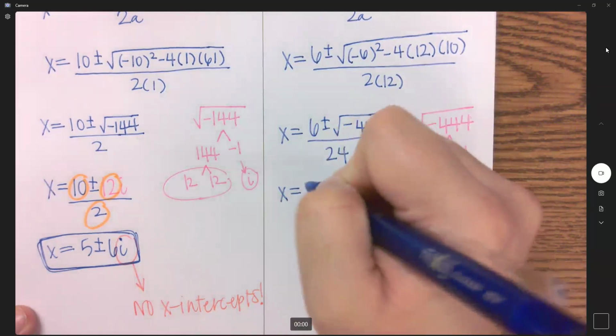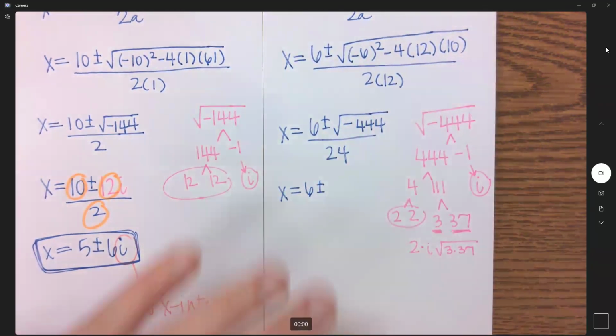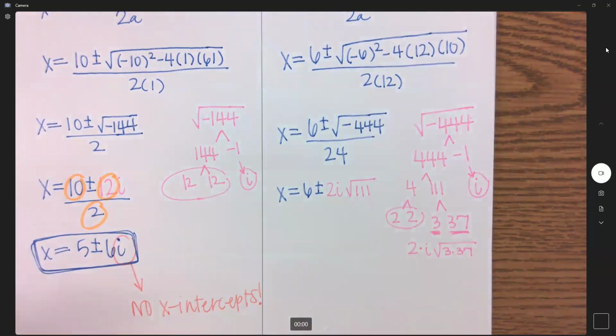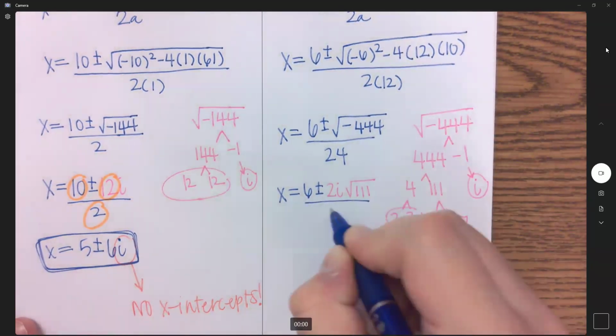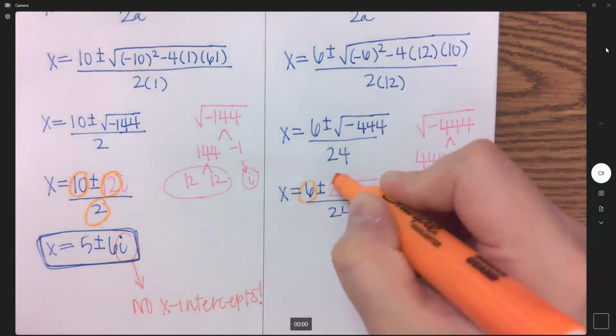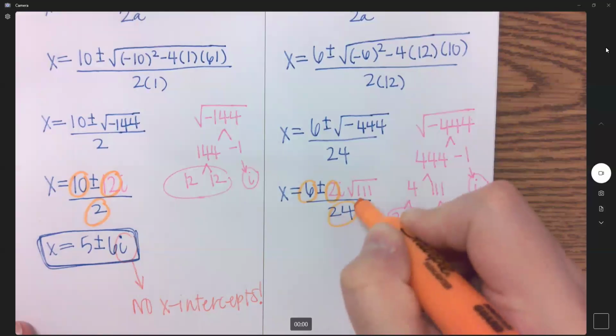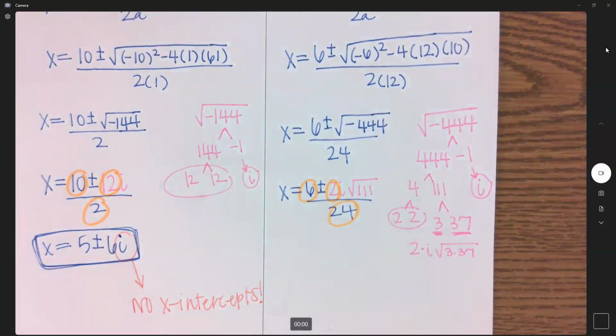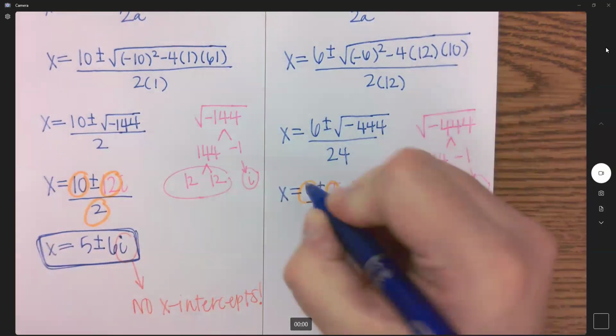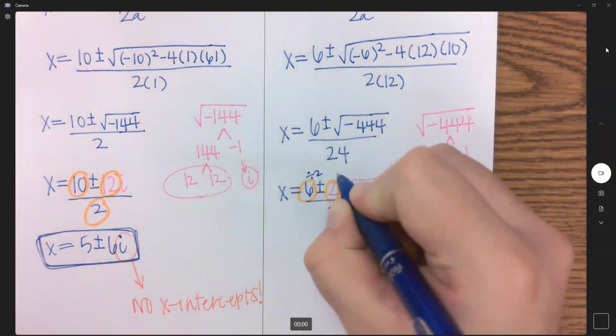So this is x equals 6 plus or minus 2i square root of 111 all over 24. We can simplify this a little bit further. We are looking at 3 numbers: what's in front of the plus or minus, behind the plus or minus, and what we're dividing by. These are all divisible by what? By 2. Now these are divisible by 6, but that 2 is not. So what I'm dividing everything by is 2.